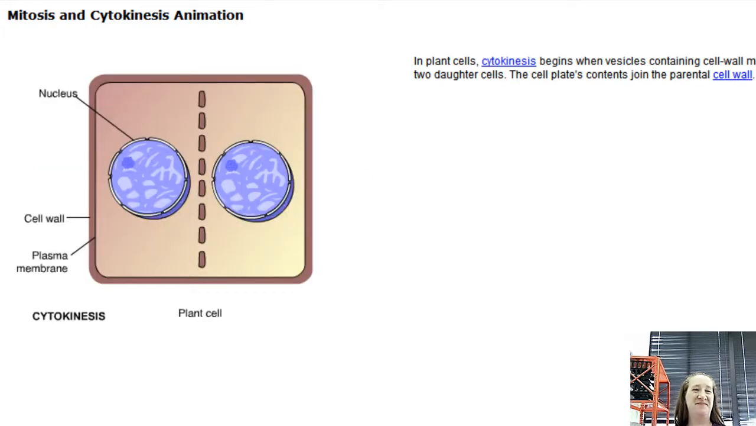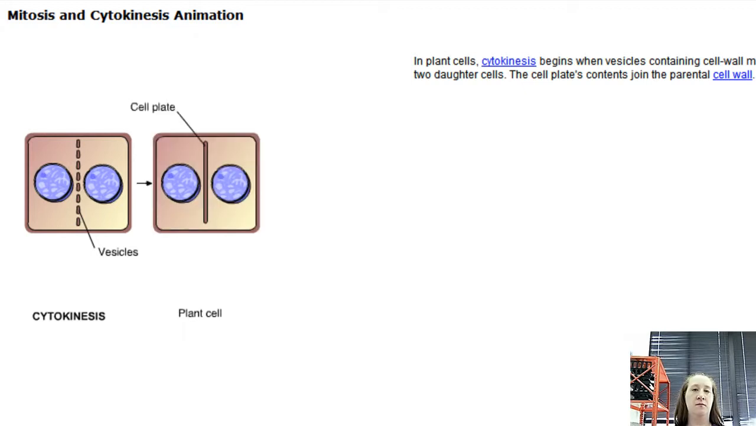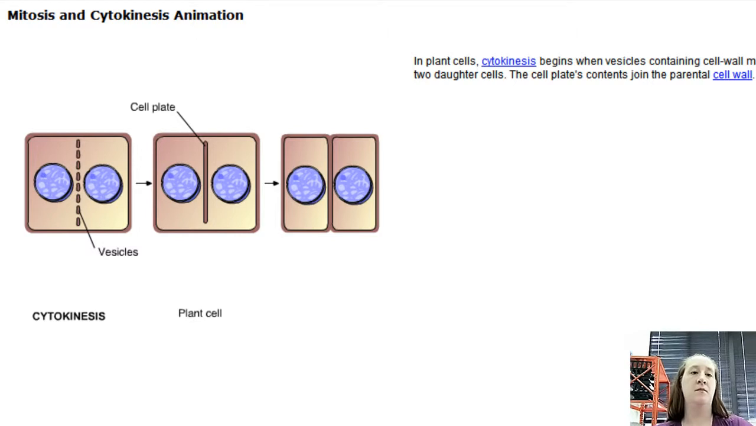In plant cells, cytokinesis begins when vesicles containing cell wall material collect in the middle of the cell. The vesicles fuse, forming a large sac called the cell plate. The cell plate grows outward until its membrane fuses with the plasma membrane, separating the two daughter cells. The cell plate's contents join the parental cell wall. The result is two daughter cells, each bounded by its own continuous plasma membrane and cell wall.